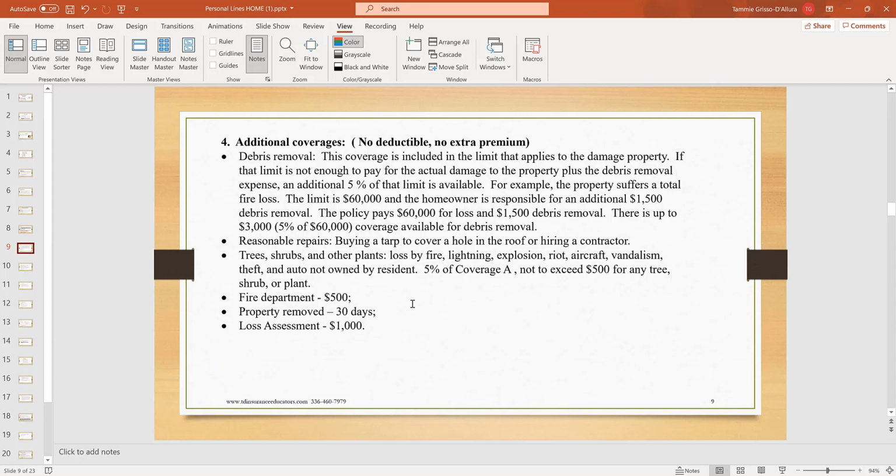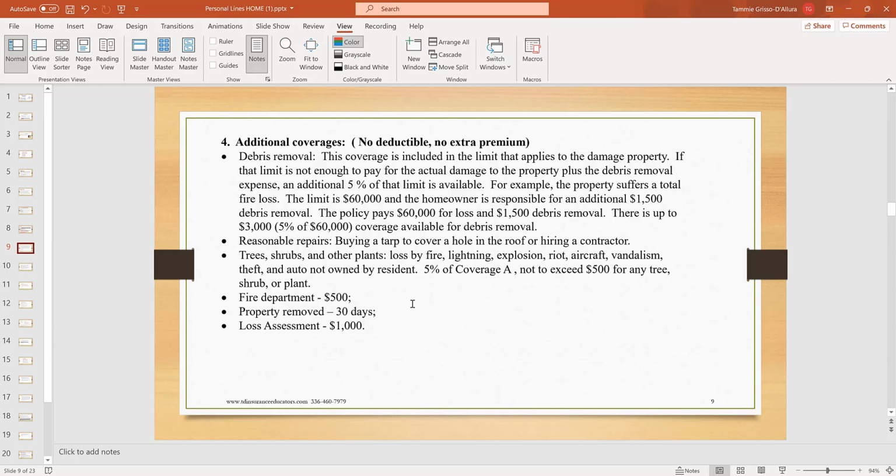If for some reason you need to remove some of your property and your property has to go into a storage facility, and you just don't want that property to get smoke damage, a company will be glad to do that because they would rather pay for storage than to replace that property. So property removals for 30 days.